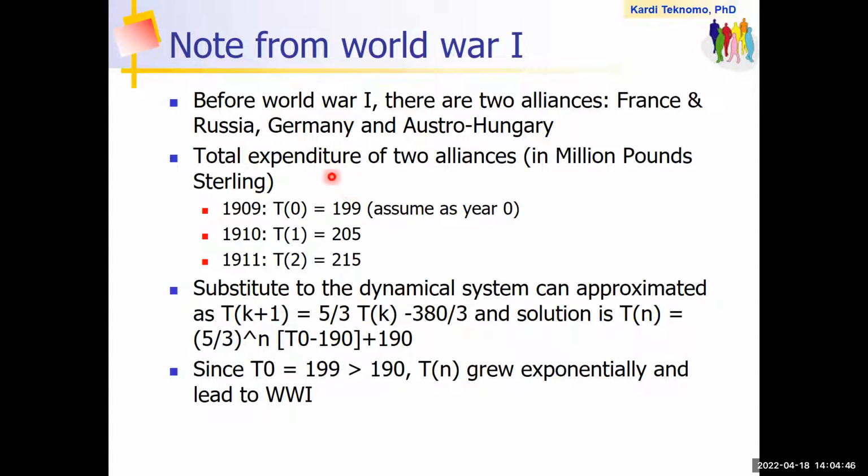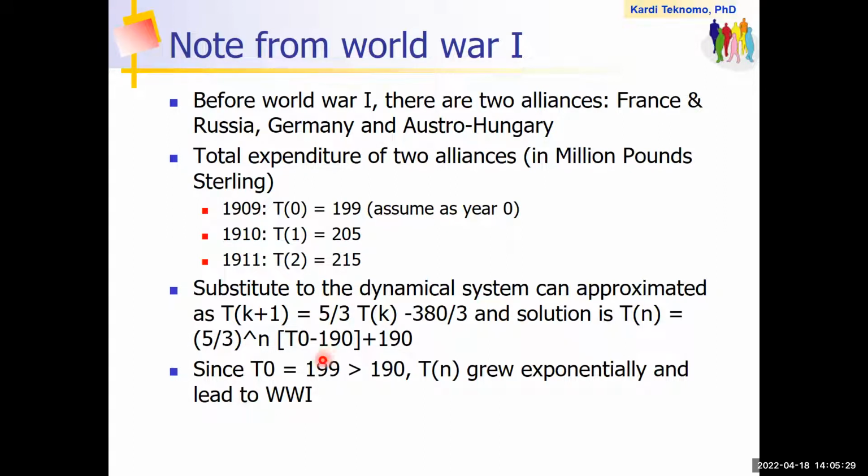So this is how Richardson calibrated this model. Yeah? So before World War I, there are two alliances, which is France and Russia, Germany with Austro-Hungary, okay, and then two countries, right? And then the total expenditure of the two alliances at that time using pound sterling. So, and then if you substitute this value to the dynamical system, you can get this value, which is, you can see here, this is what? 5/3 is larger than 1, right?